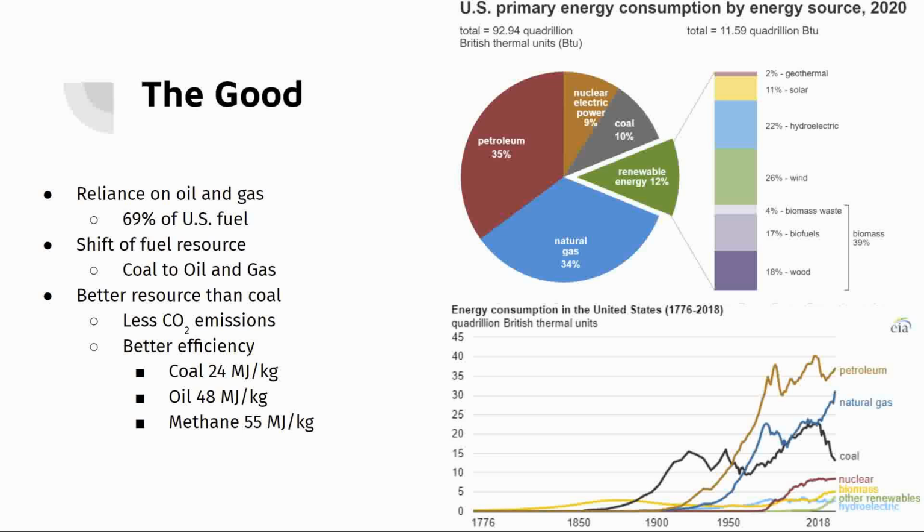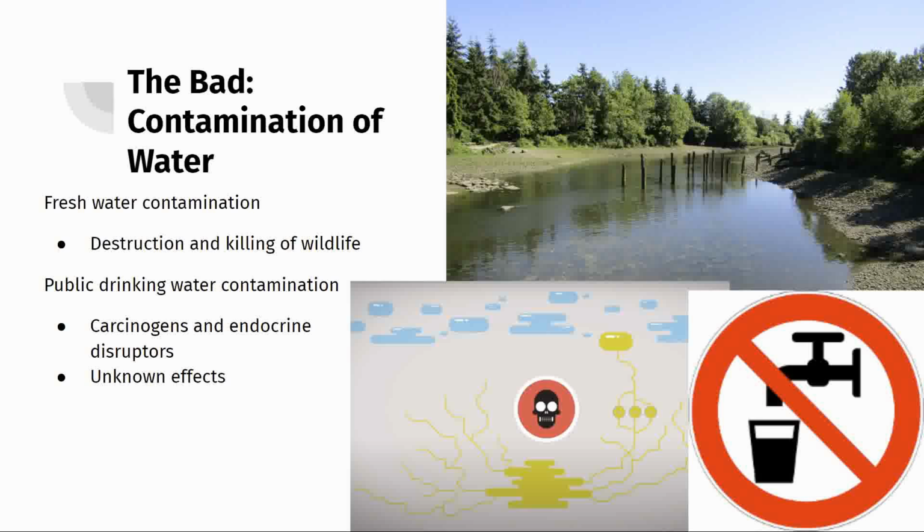Shift from coal to natural gas. This boom in natural gas has likely led to the decrease in dependence on coal. Natural gas requires a smaller mass to turn into electricity and has a higher energy output than coal does. Coal has an average of 24 megajoules per kilogram, while oil has an average of 48 megajoules per kilogram, and methane has the best average of 55 megajoules per kilogram. Shifting from coal to methane not only is more efficient, but it also reduces the amount of CO2 released into the atmosphere.